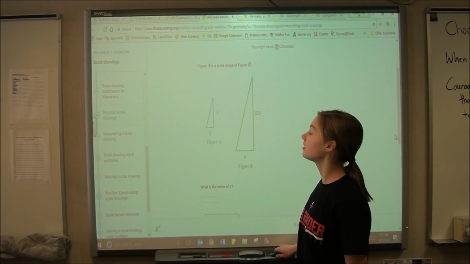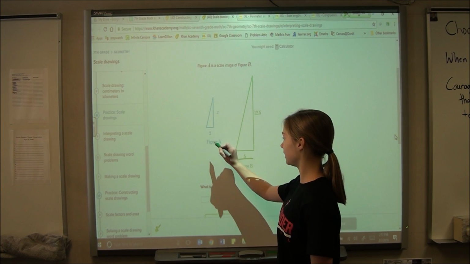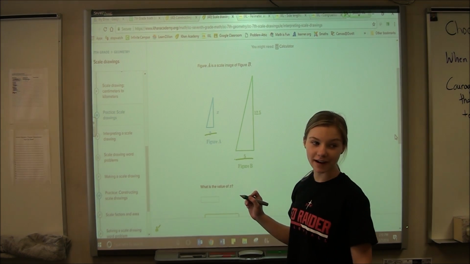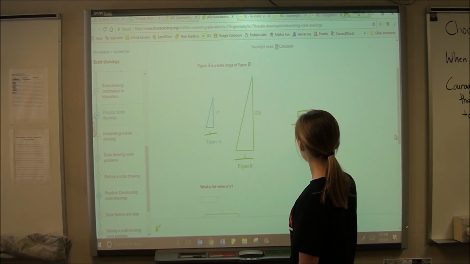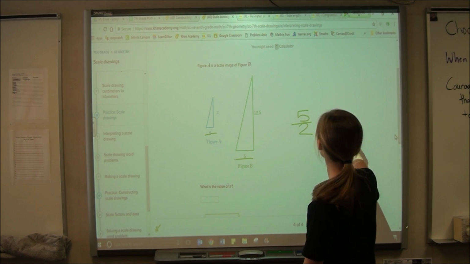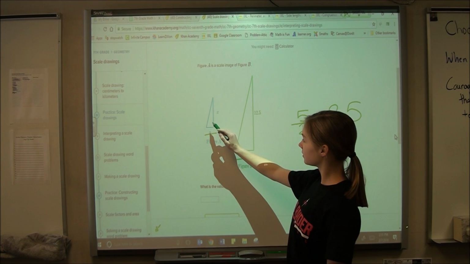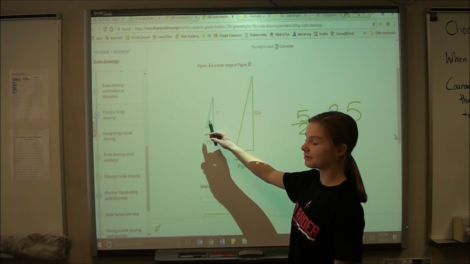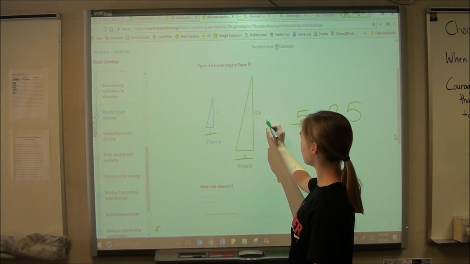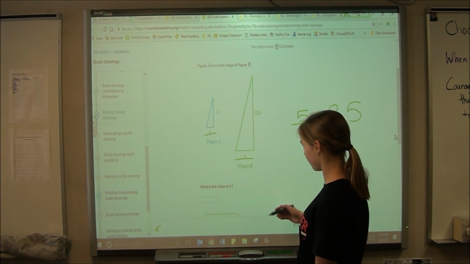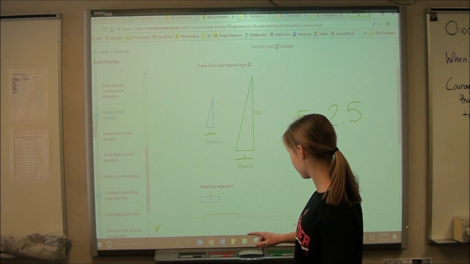We want to find the value of x. So we know that here, this is equal to 5, and here it's equal to 2. So what we do is 5 divided by 2, and that is 2.5. So we know that this is like 2.5 smaller. So here we have to divide 12.5 divided by 2.5, and that will give us the answer for the value of x, and that's 5.